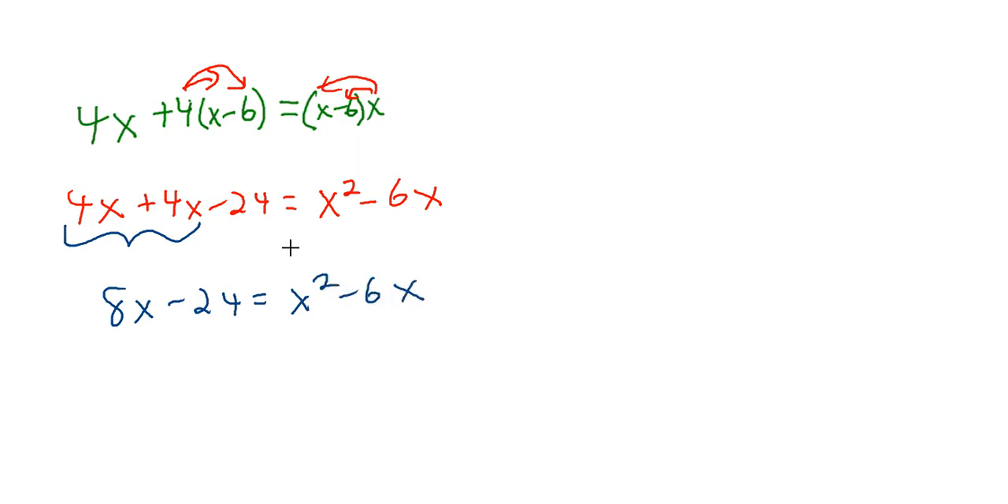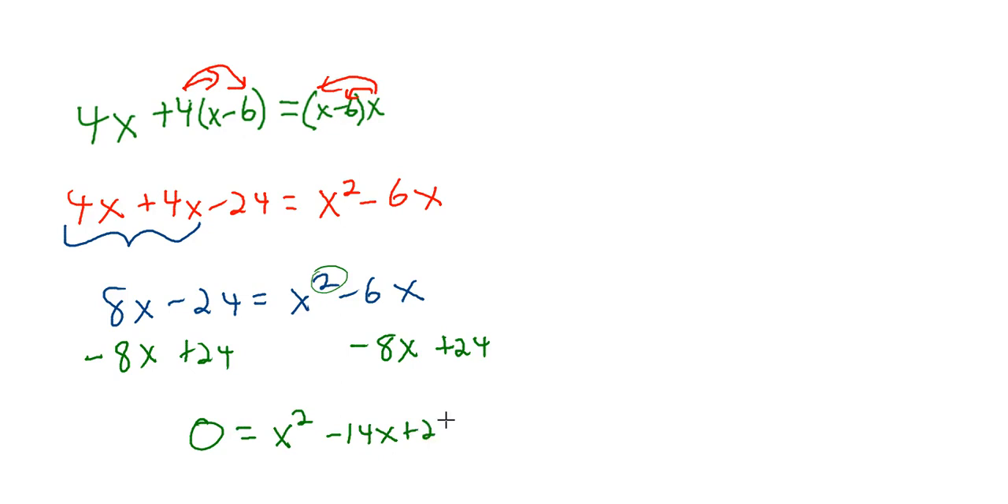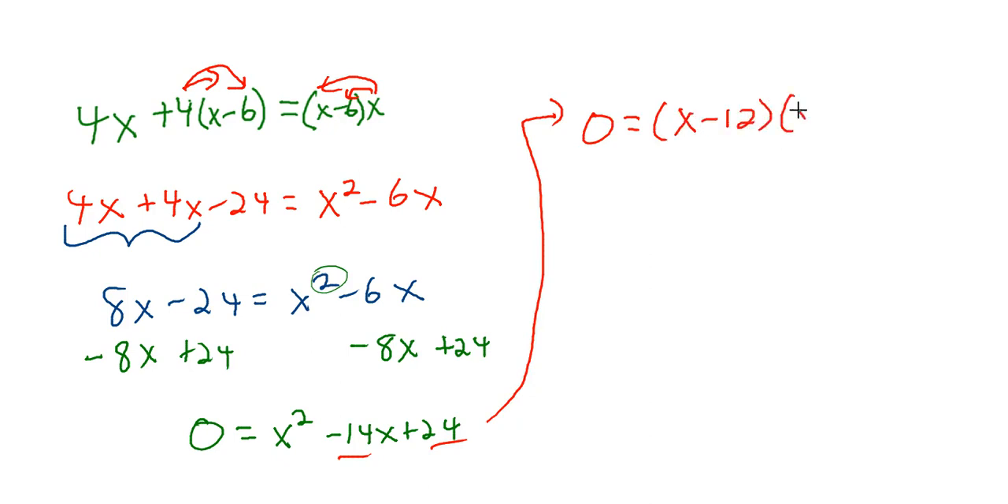It's still x squared, so to solve a quadratic equation, we want to get 0 on one side. I don't want to make the x squared negative, so I'm going to get 0 on the left-hand side by subtracting the 8x over to the right-hand side and adding the 24 to the right-hand side. And so we'll get 0 equals x squared minus 14x plus 24. So we want to factor this by finding two numbers that multiply to 24, add to negative 14. That's going to be negative 12 and negative 2.